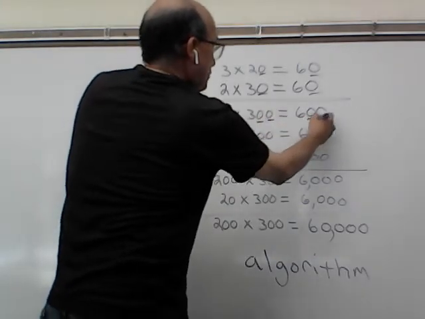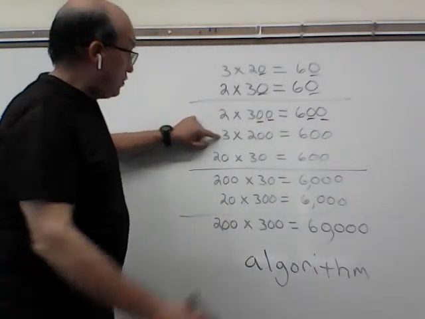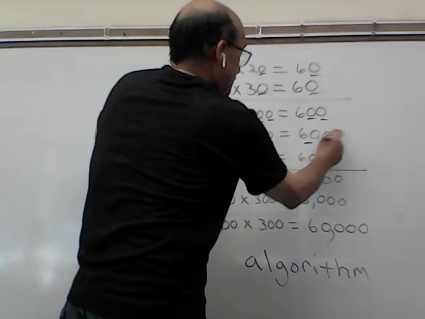2 times 300, of course, the 6 followed by 2 zeros. 3 times 200 results in the same thing.